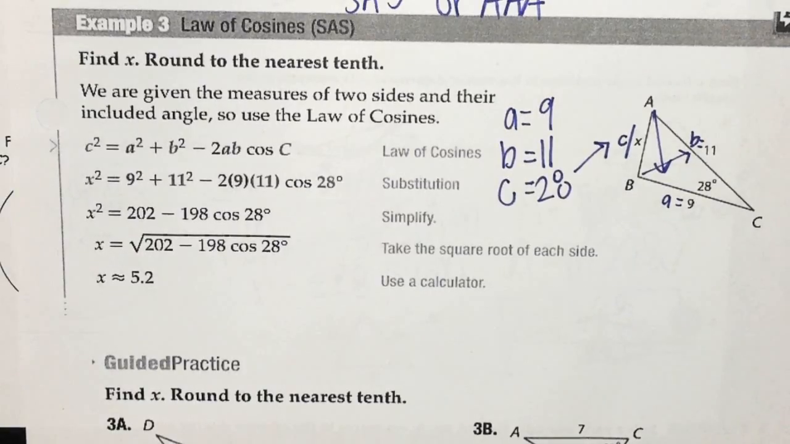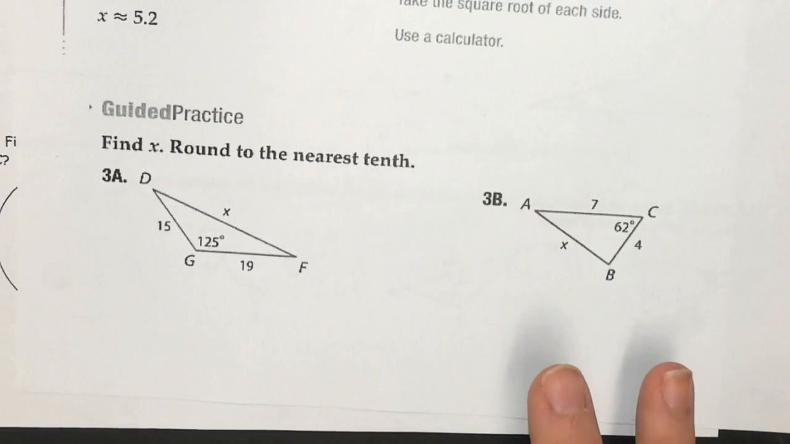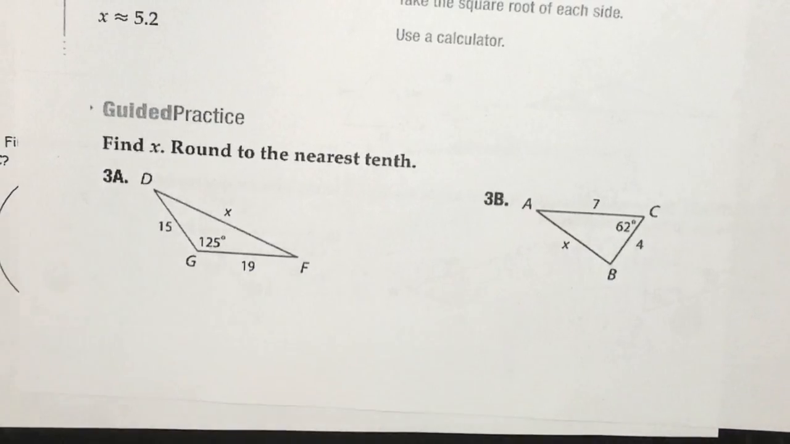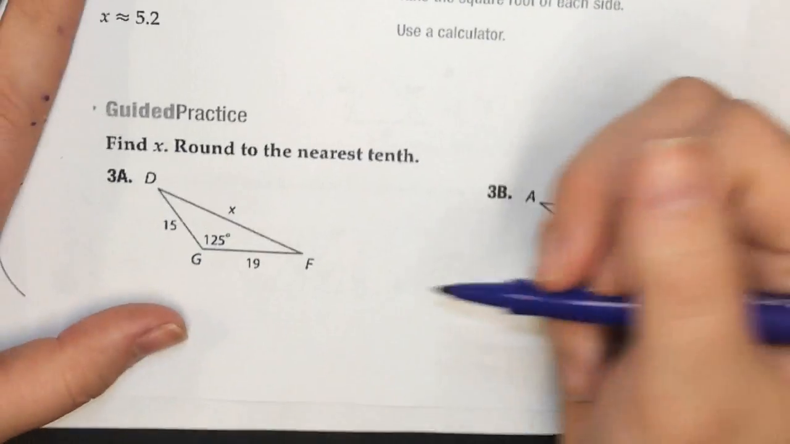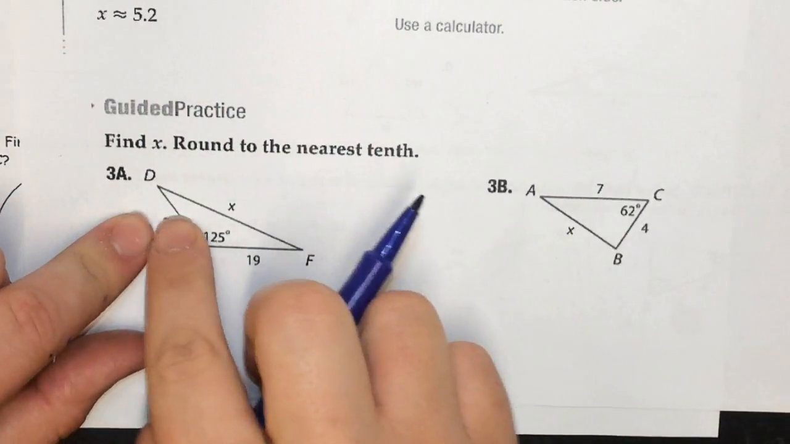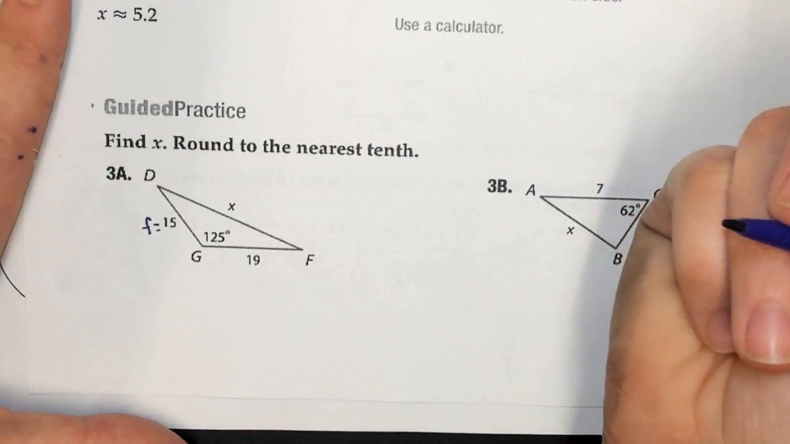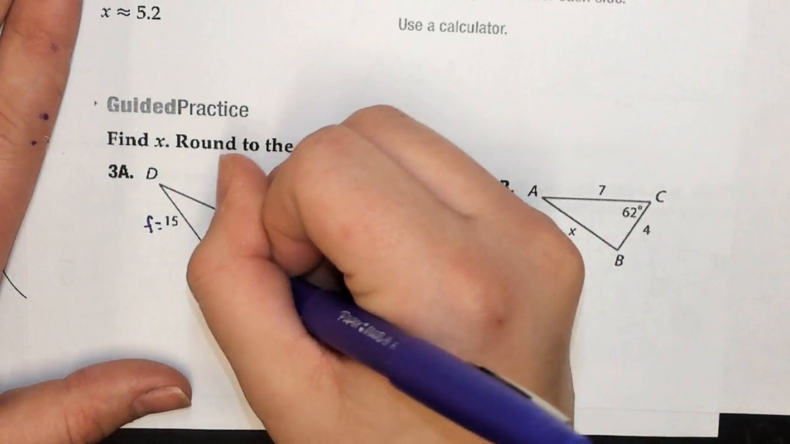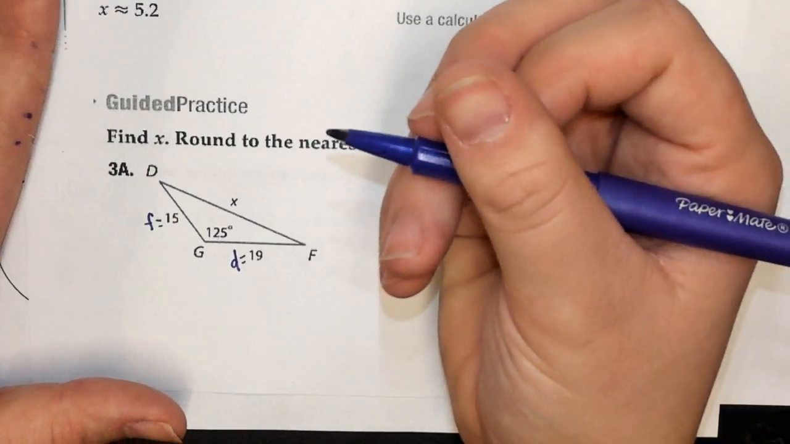Let's practice. Example 3a. If you memorize one of them, you can know them all. Okay, so let's just keep working. Let's just practice. Right here. F is right, so 15 is equal to F. D is equal to 19, and technically we are finding G.